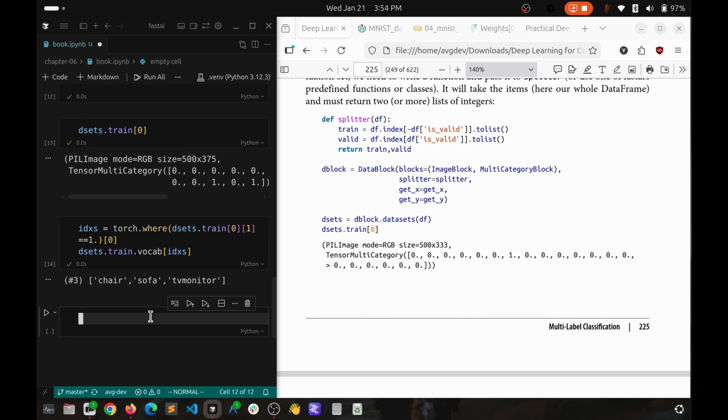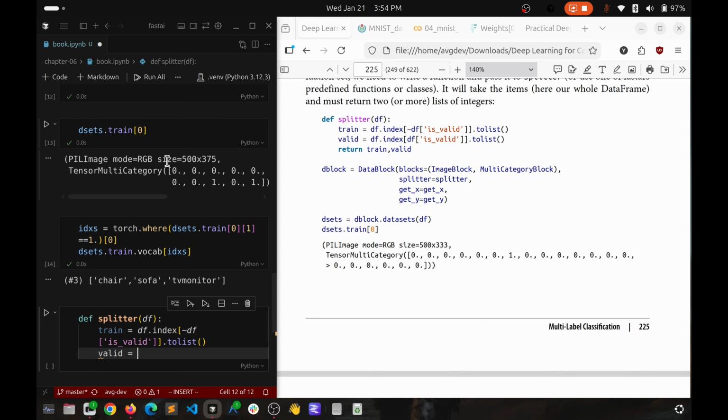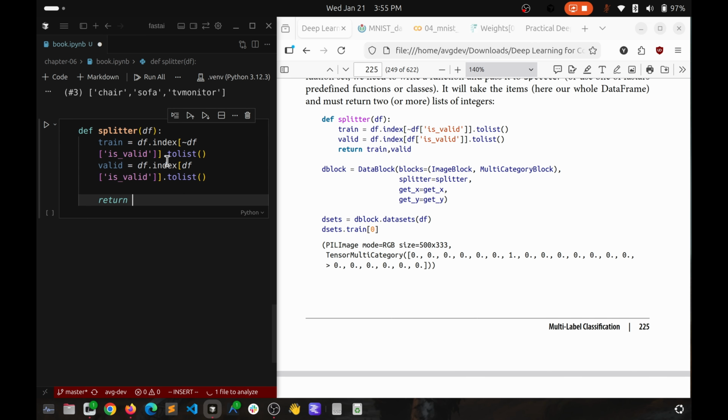Okay, we can just implement that. def splitter(df): train is going to be df.index[~df.is_valid].tolist(), so that's a bitwise not, to list. Then we'll have valid, df.index[df.is_valid].tolist(). Then we'll just return train, valid.